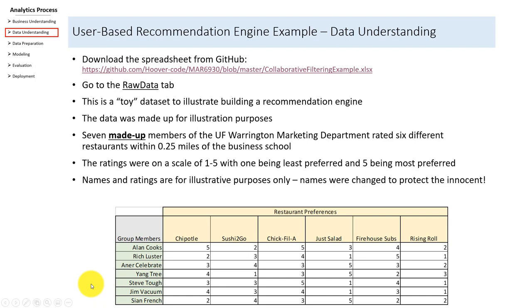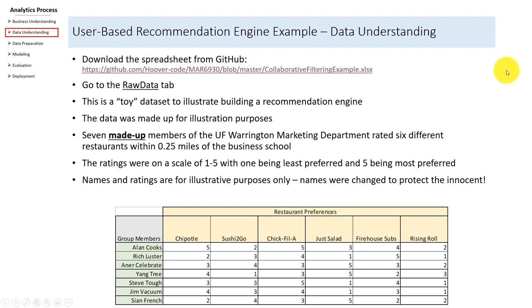These are all members of the marketing department, sort of. I made them up, so these aren't their real ratings. These are just ones where I changed the name to protect the innocent. So Jim Vacuum, that would be Jim Hoover, if you're looking for my coding mechanism.